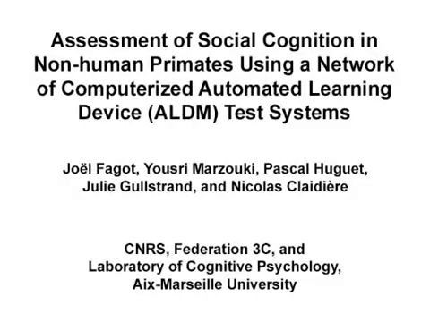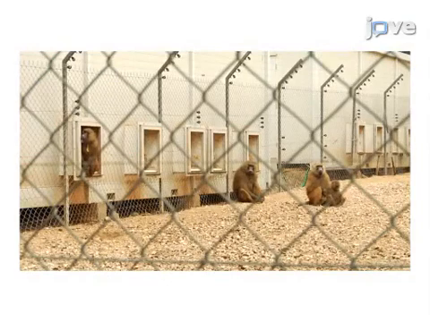The overall goal of this article is to use the automated learning device known as the ALDM to study social cognition in non-human primates. This is achieved by using a monkey equipped with an RFID microchip that can freely leave its enclosure to enter the ALDM testing units.